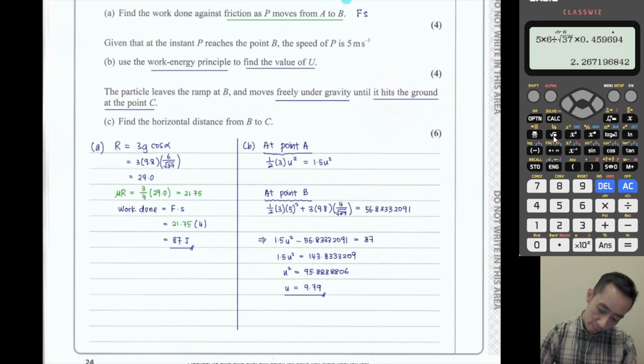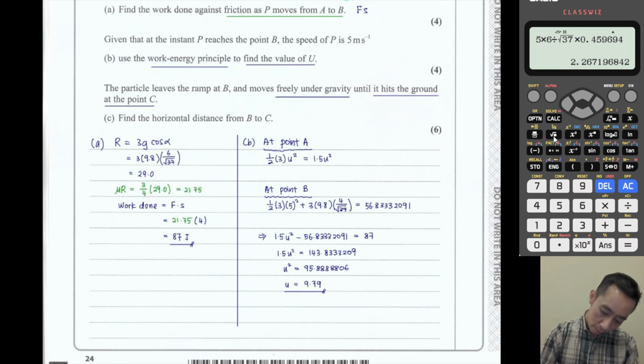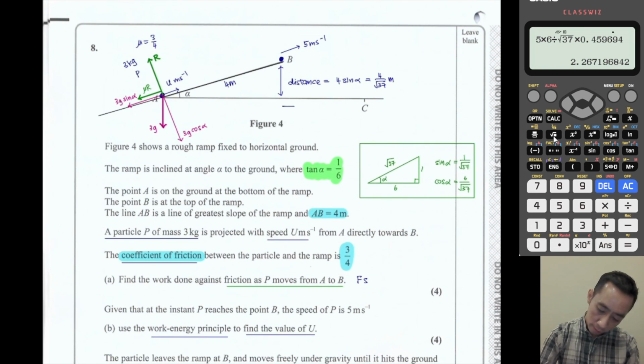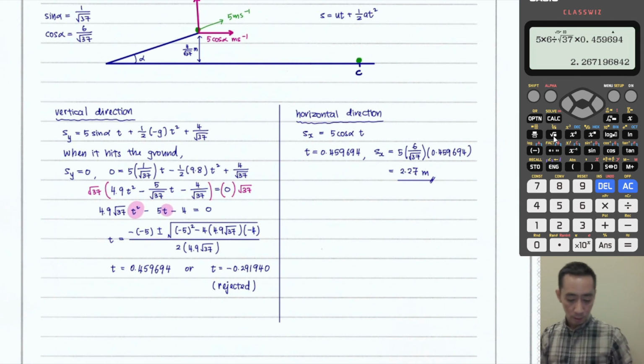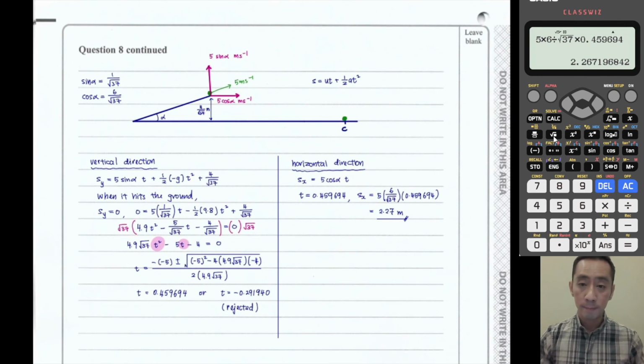So let me answer the question. The horizontal distance B to C is referring to this part. Yes, we have found it. So that's it for part 3.